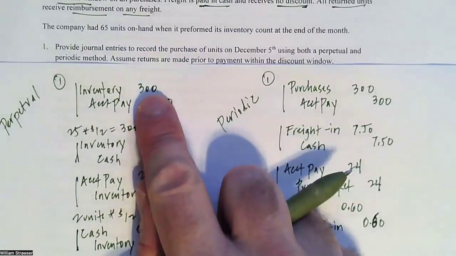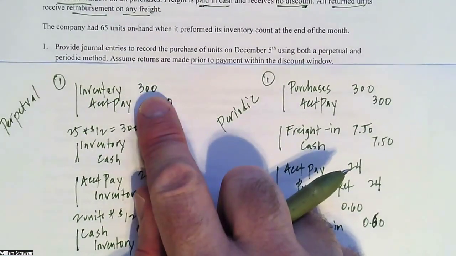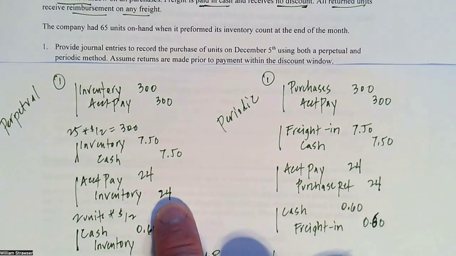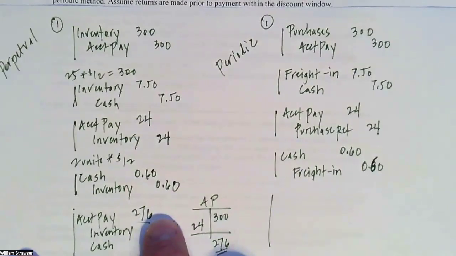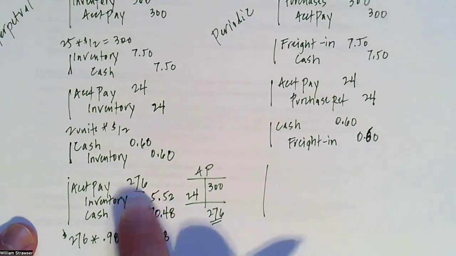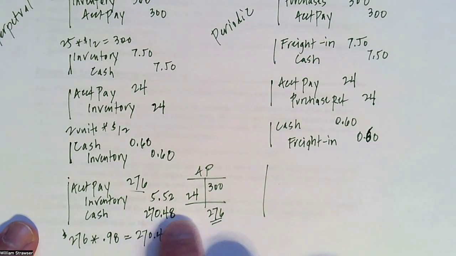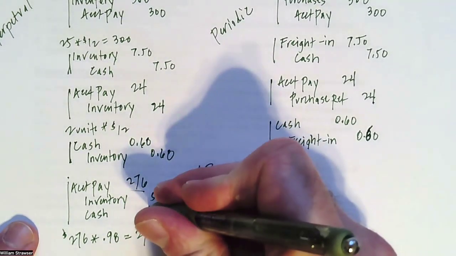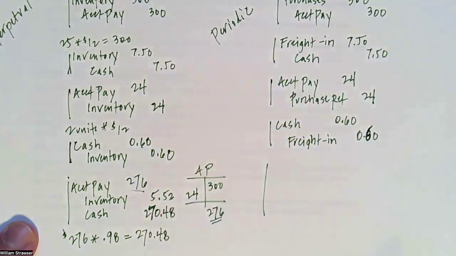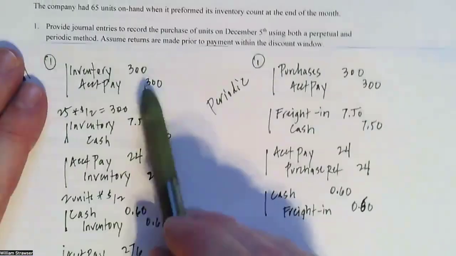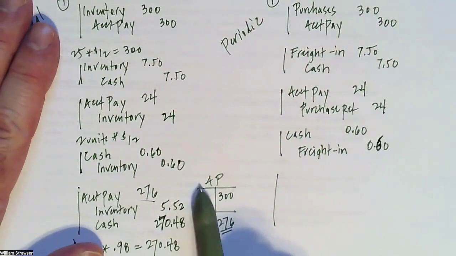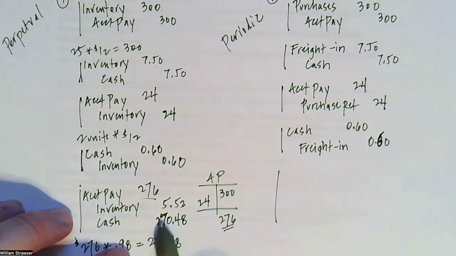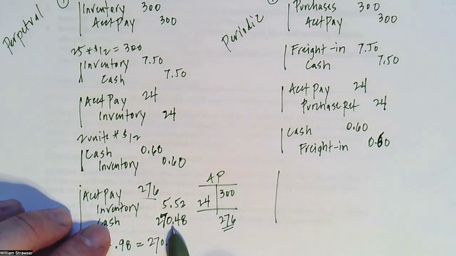Remember, we want my inventory to be at the cost I paid for it. When I first bought it, I recorded it at 300. Of course, I did return some, so it came down to 276. I'm ignoring freight for now. It came down to 276, but I didn't even pay 276 for it. I actually only paid 270.48. And so that is what my inventory should be valued at. So I have to take the 300, subtract the 24, and then subtract the 5.52. That'll bring me down to the cash that I paid for the inventory.